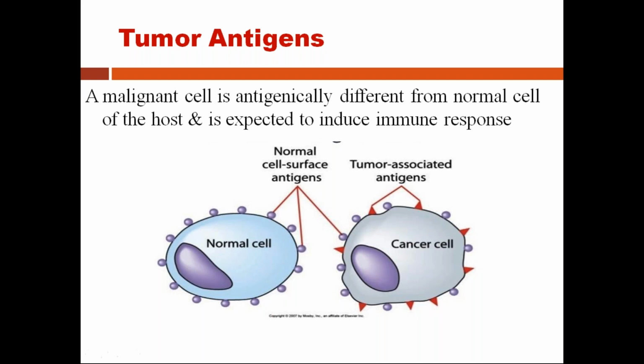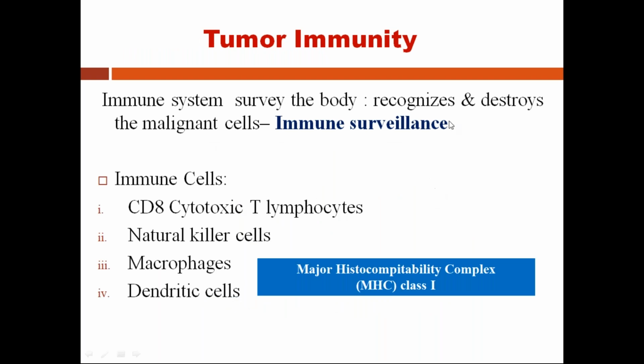And in the adaptive immunity, we have humoral immunity and cell-mediated immunity. In case of tumor immunity, it is the cell-mediated immunity which plays an important role in recognizing the foreign antigen and eliminating it from the body. So that is called immune surveillance. That means the immune system surveys the whole body, recognizes the malignant cells and tries to destroy them.